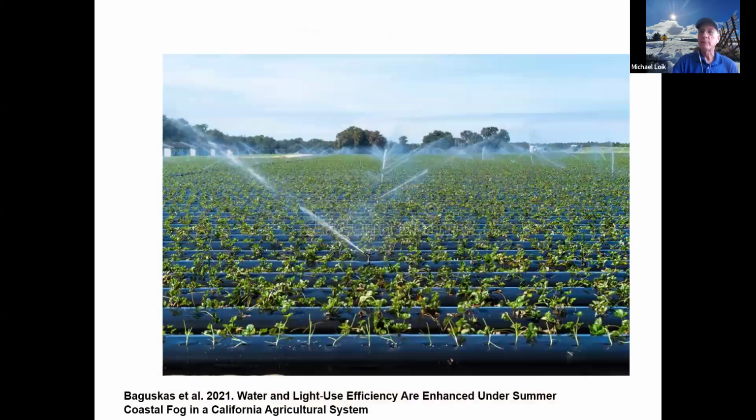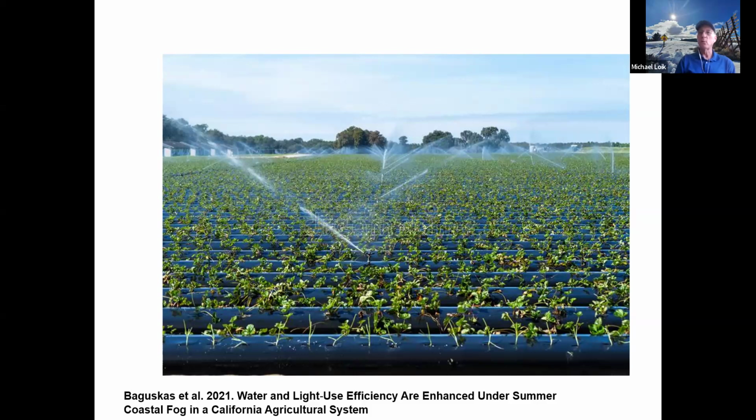So I had a postdoc named Sarah Baguskis, who's a faculty member at San Francisco State now. When she was a postdoc with me, she was driving up from Santa Barbara. One day she was driving through Salinas, and it was a cloudy day on the verge of rain. And all the sprinklers were, this is not a picture of that day, but close enough, all the sprinklers were running on a cloudy day when it was just about to rain.